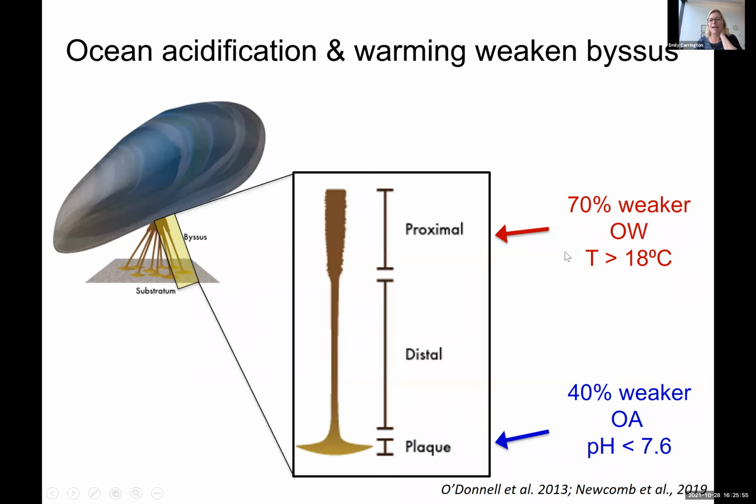And we've actually isolated that effect to working on this proximal region of the thread. Turns out that this thread is a complex structure and there's different materials that go into it. So the temperature effect seems to be mostly in this region. In contrast, we've also seen that ocean acidification or low pH, and in this case, less than 7.6, will weaken the adhesive plaque. That's where they make that attachment to their substrate. And in this case, it's a slightly smaller, but still very substantial effect. They're 40% weaker if produced in low pH water.